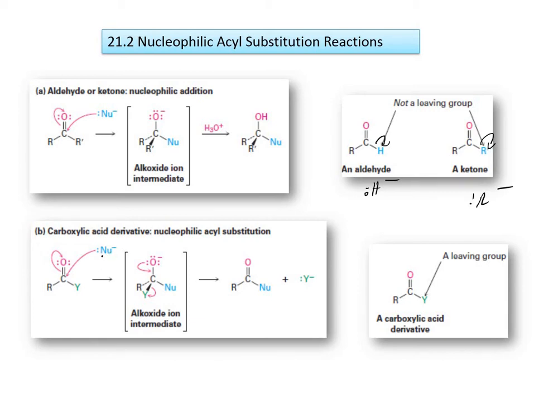What happens in these reactions? A nucleophile adds itself to carbonyl carbon. We form a tetrahedral alkoxide ion intermediate. Then we form back the carbonyl bond. Then one of the groups can leave. So in carboxylic acid derivatives, this group generally can leave. It's a better leaving group than hydride or carbanion.